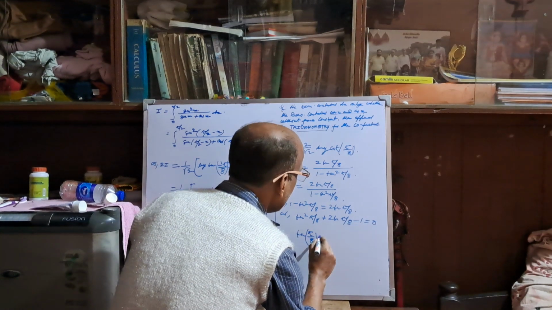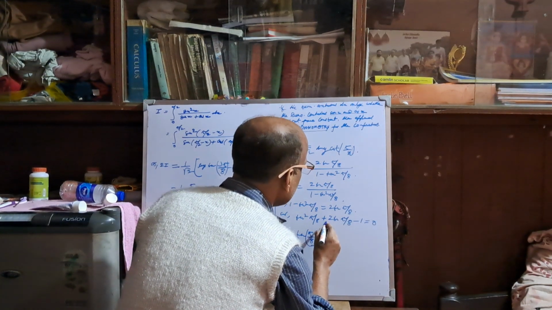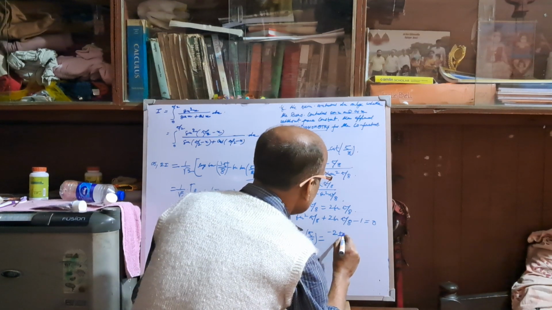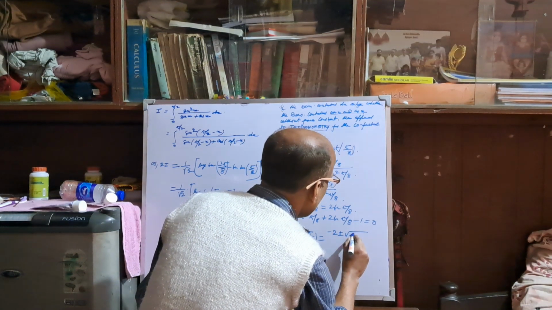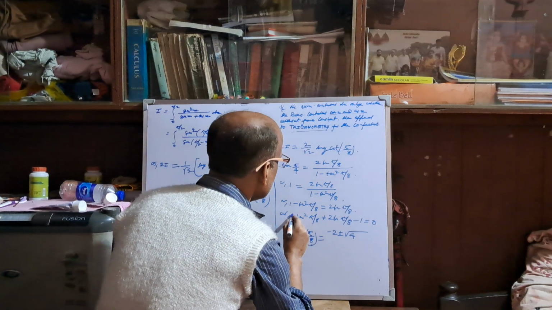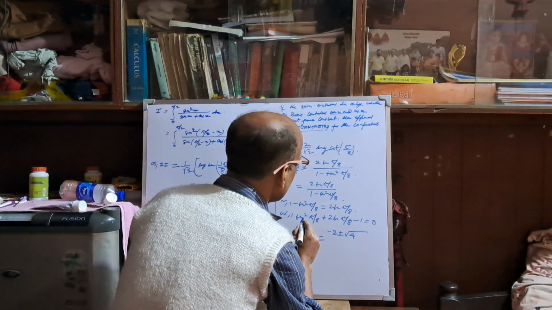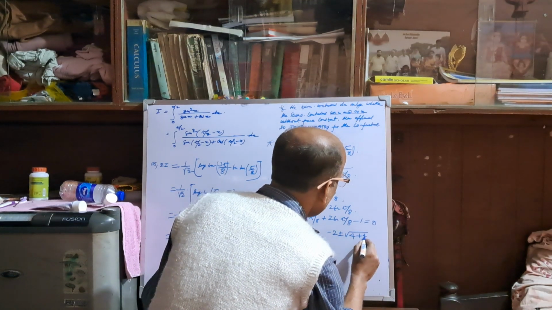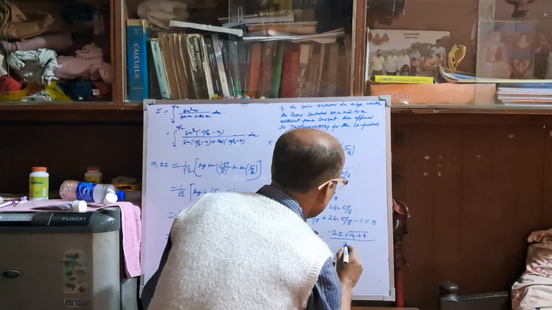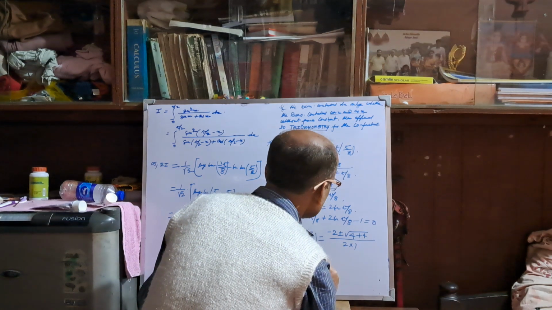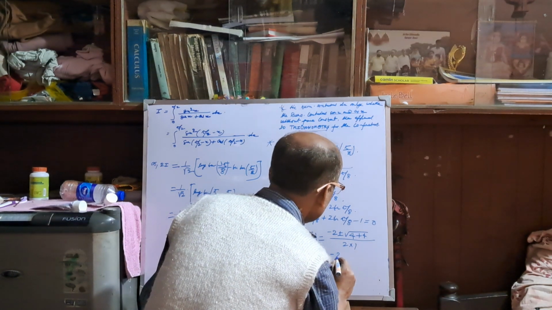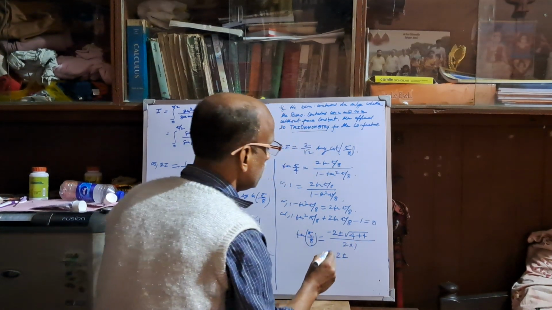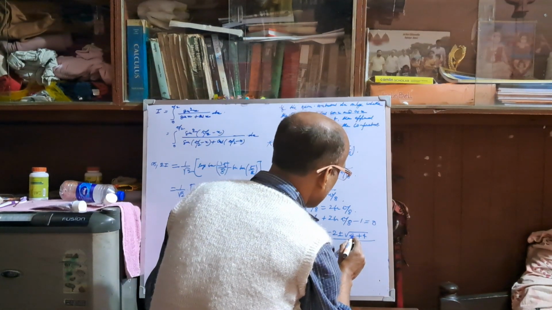Okay, so tan(π/8) is equal to (−b ± √(b² − 4ac)) divided by 2a. Here a is 1, and 4ac is 4 into 1 into −1, that will be 4. So this will be −2 ± √8, divided by 2 into 1.